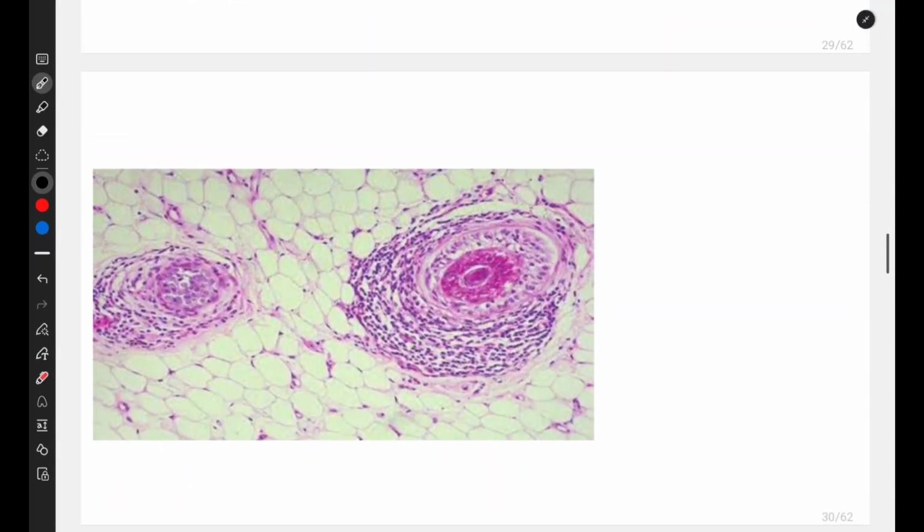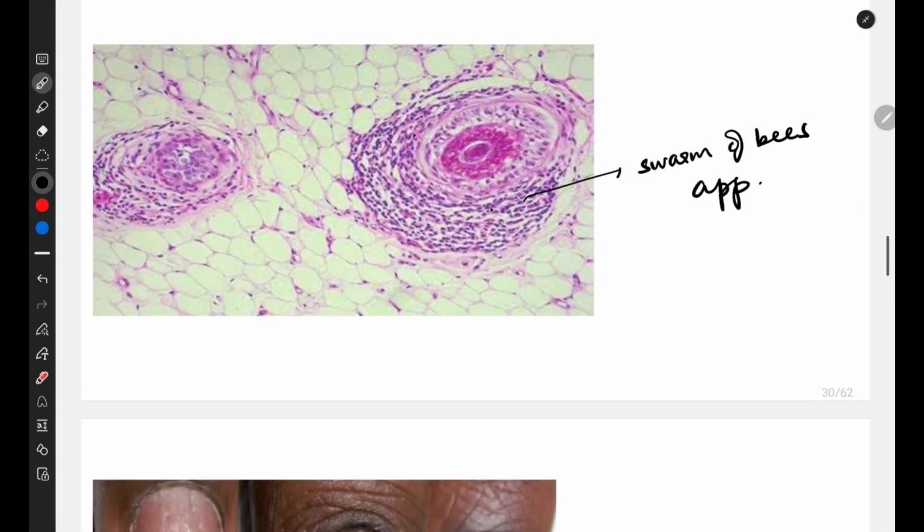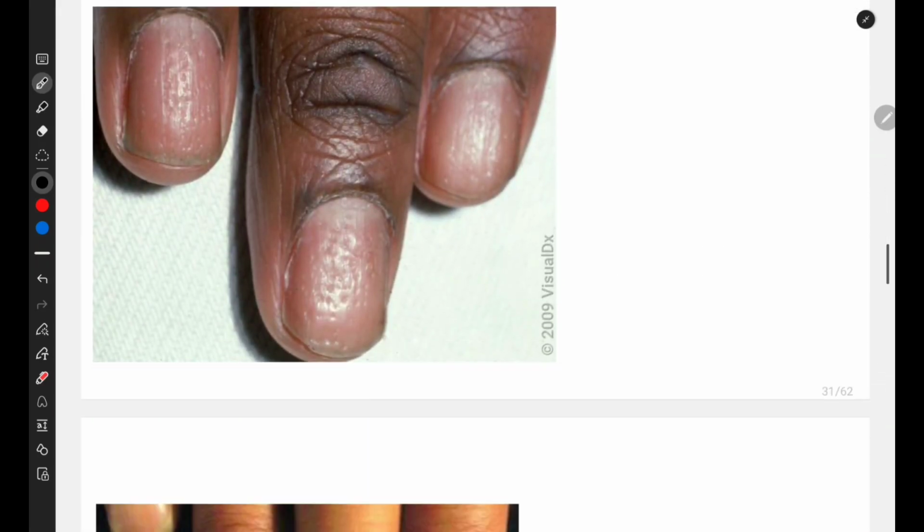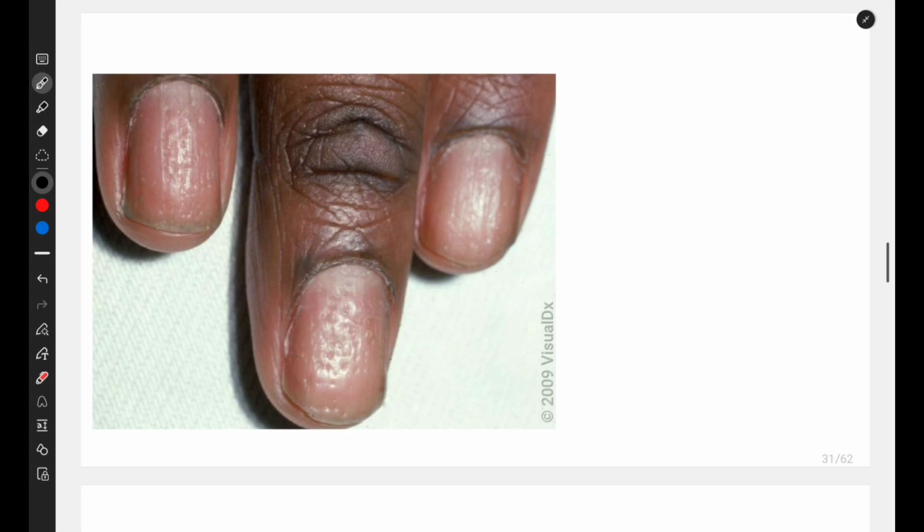Then if we take the hair follicle and examine under microscope, we can see that there will be lymphocyte aggregation surrounding the hair follicles. That's because of autoimmunity. This is called swarm of bees appearance. This is seen in alopecia areata. Then apart from this, there will be nail pitting also seen. There will be nail pitting, which will be regular and shallow. Regular and shallow nail pitting.